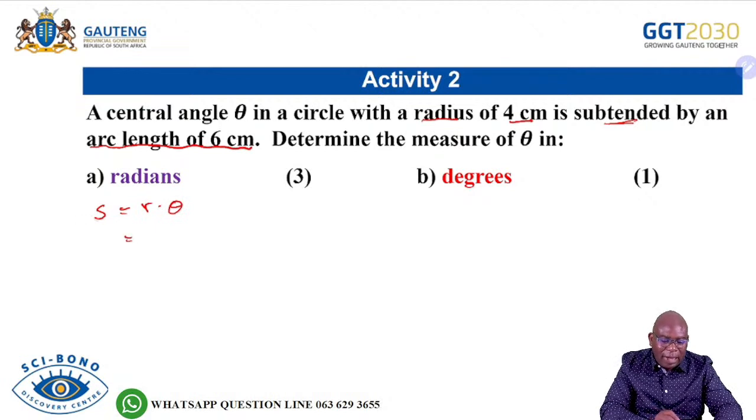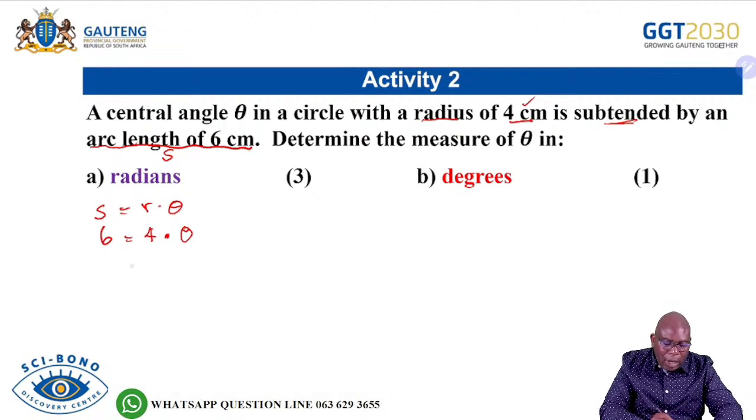Substitute. S is the arc length, so the S is given, which is 6 centimeters. The radius is given as 4 centimeters, so there will be 4 centimeters multiplied by theta.